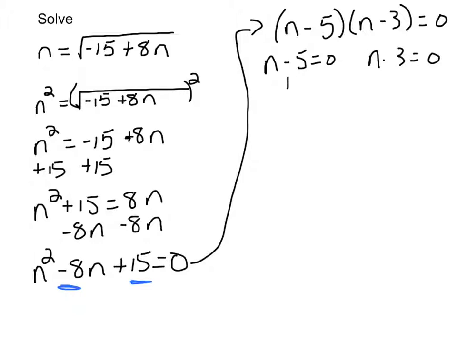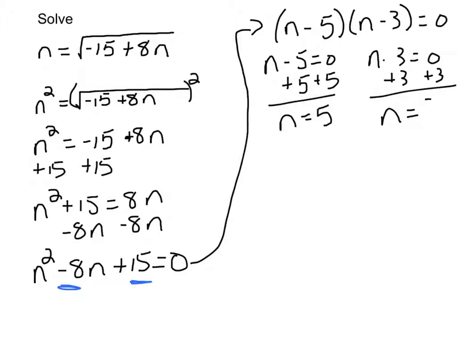Okay, so on this one I'm going to add 5 to both sides. N equals 5. On this one I'm going to add 3 to both sides. N equals 3. Okay, so my answer on this one is n equals 5 and 3. Both of those two.